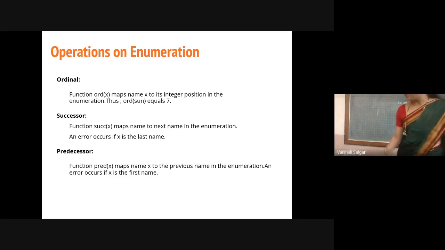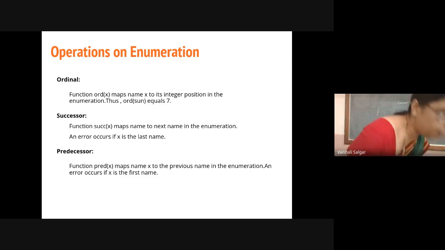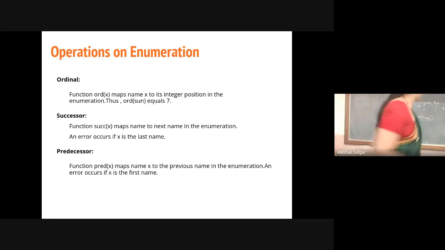So with the ordinal, it will map that particular x value in your enumeration and it will return its index value as an output. With successor, it will map the value of your x to the next value. So if I say successor of Wednesday, obviously, what will be the value?